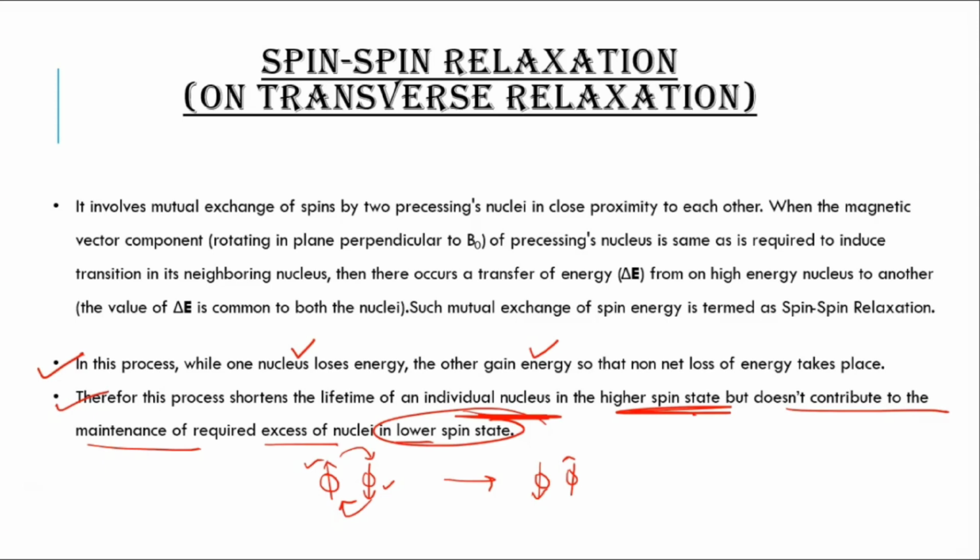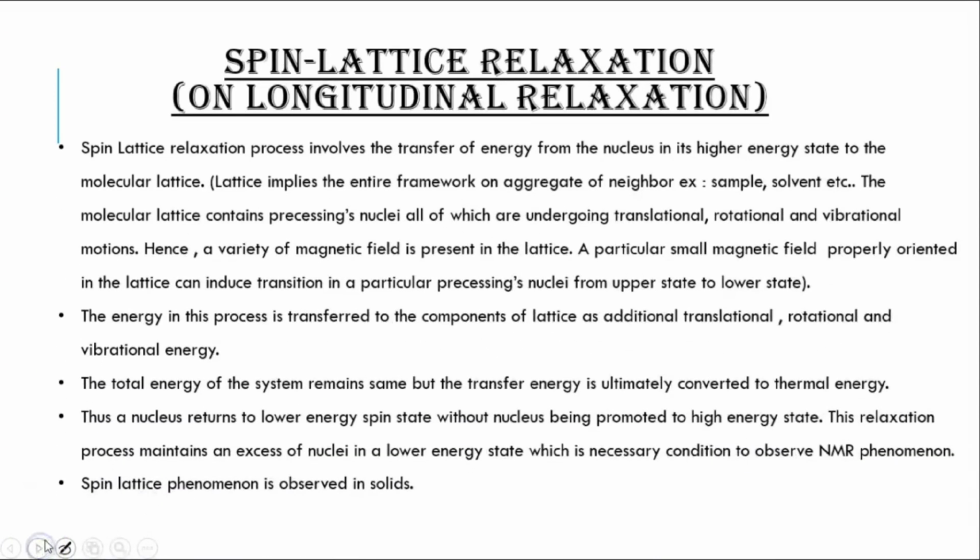That is one thing in this case. Correct. So proceeding further to the spin lattice relaxation. Now in this case, it involves the transfer of energy, definitely like in the previous case, from the nucleus in its high energy state to the molecular lattice. अब उसमें क्या होता था कि दो न्यूक्लियाई के बीच में ट्रांसफर ऑफ एनर्जी हो रहा था. यहाँ पे एक न्यूक्लियस से कंप्लीट मॉलिक्यूलर लेटिस में ट्रांसफर ऑफ एनर्जी आपको देखने को मिलेगी.